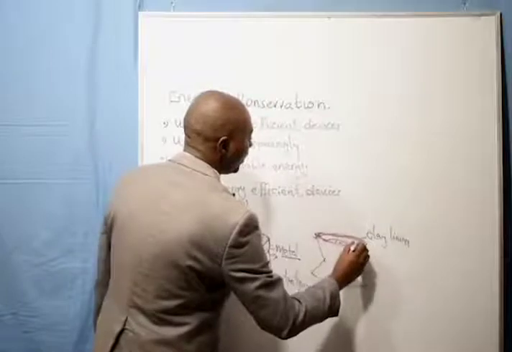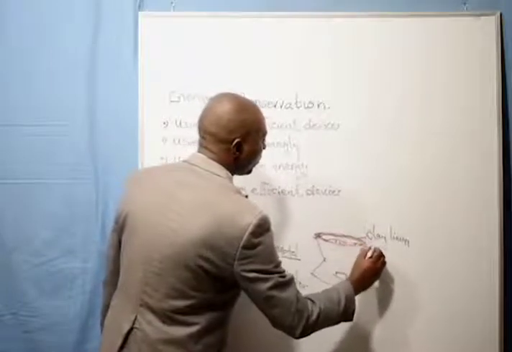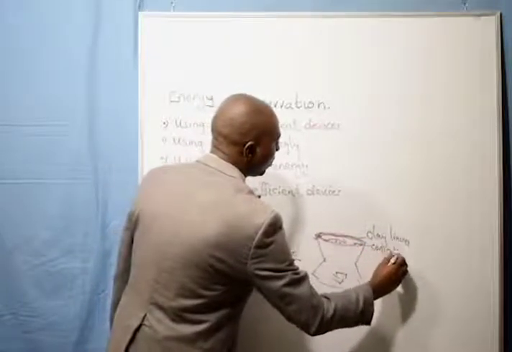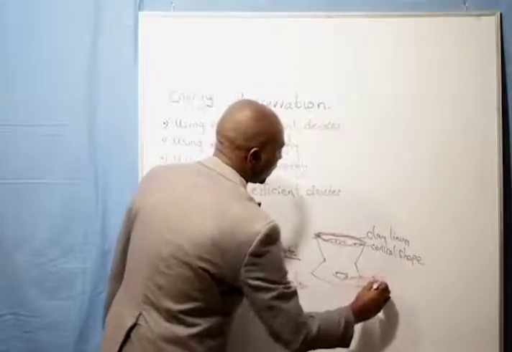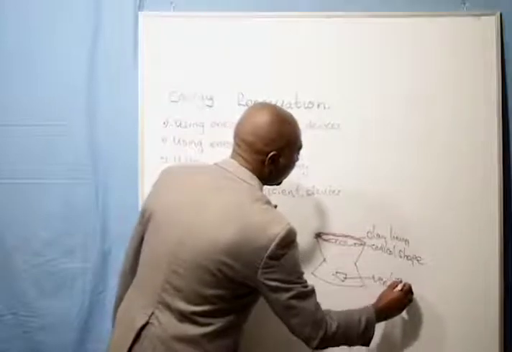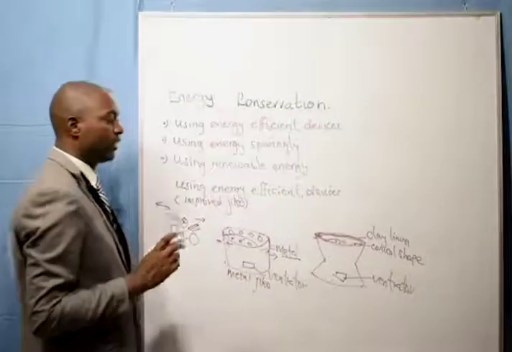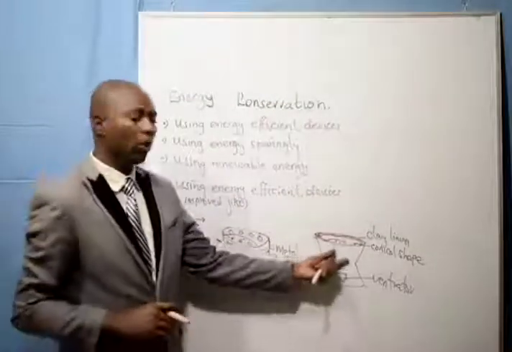Number two, it has a conical shape. Then it has a ventilator like the other one. But I want to remind you this. Why is this jiko? This is what we call the improved jiko.